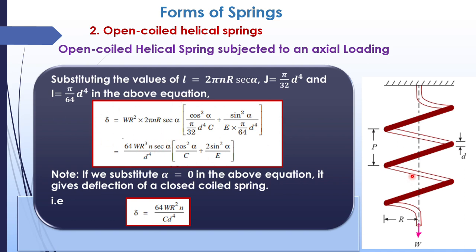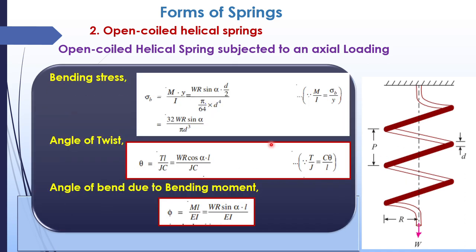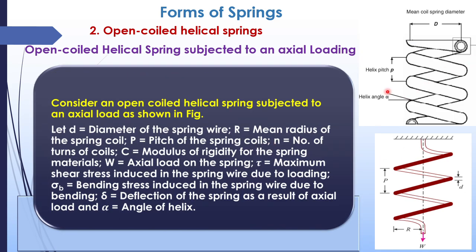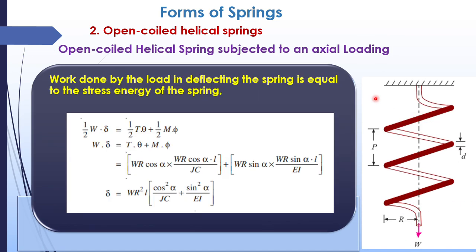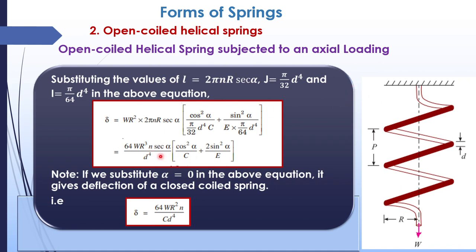When alpha is equal to 0, alpha is nothing but the helix angle of an open coiled spring. For closed coiled spring, this alpha will be 0. So when we substitute alpha equal to 0 in this particular equation, you will get the value of deflection for the closed coiled spring, that is 64 WR square divided by CD raised to 4. So this is about this lecture.